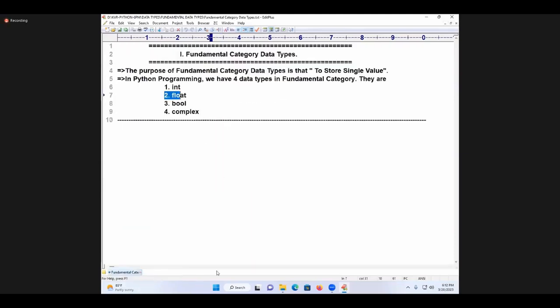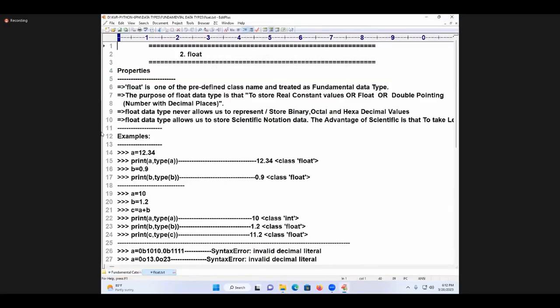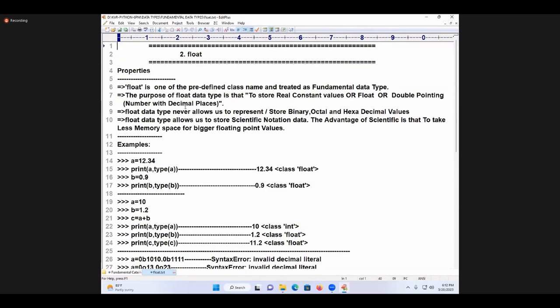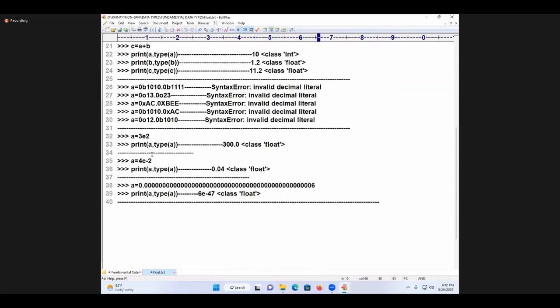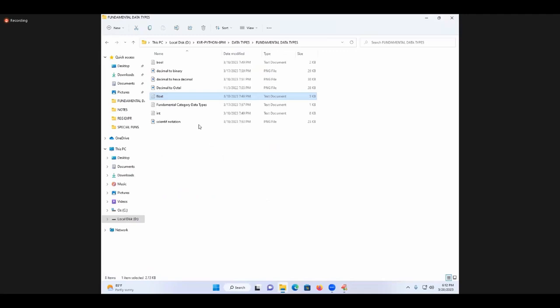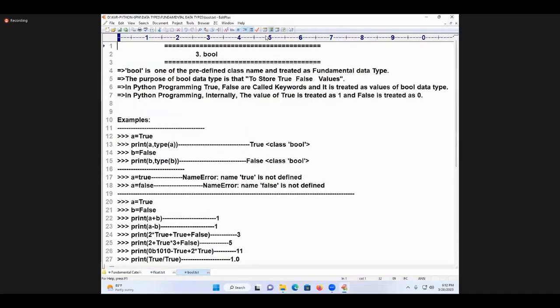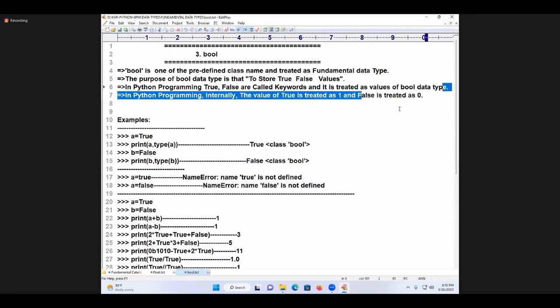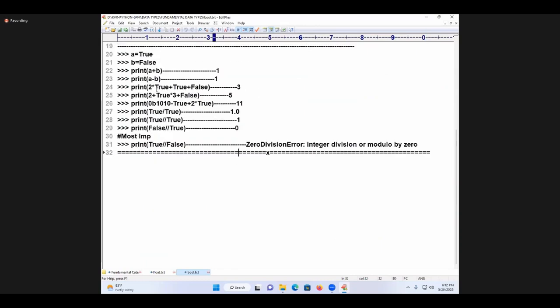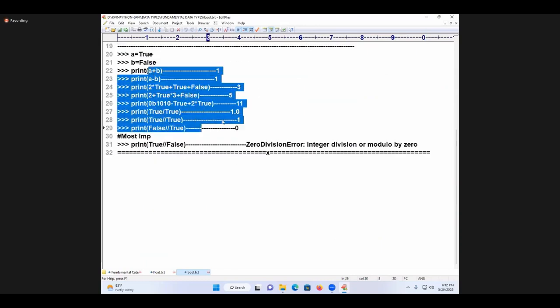Next, float also we completed, students. The properties of it, and the most important thing, scientific notation, very important, was discussed in the class. After that, the bool data type also was completed. The most important point covered is that the internal value of true is 1 and false is 0. And Boolean arithmetic, A plus B, A slash B, and different types of Boolean arithmetic were also performed.